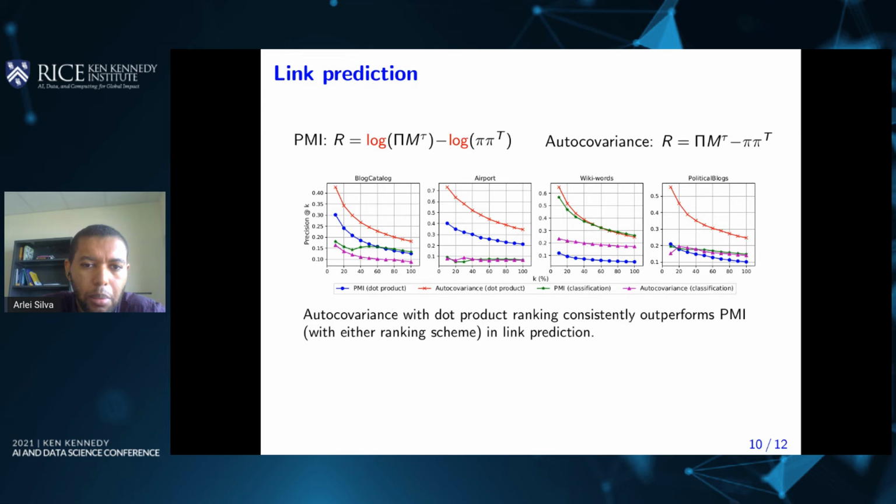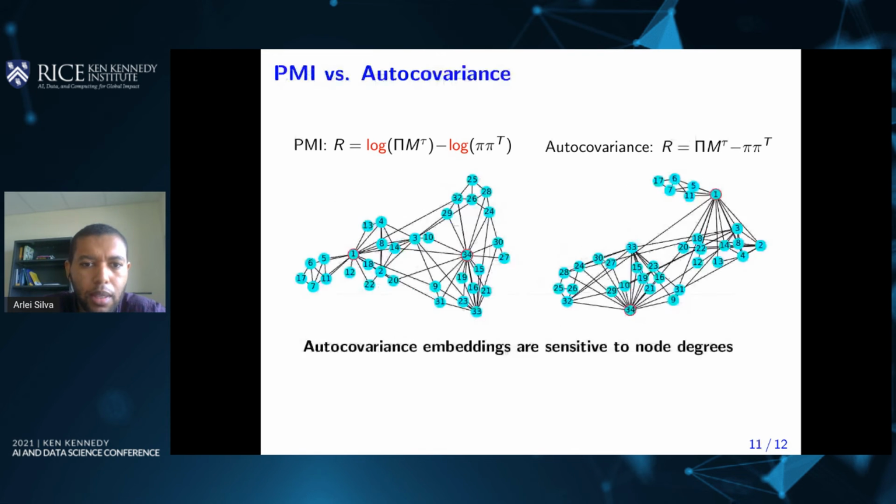So here again, I'm applying the two similarity metrics. For each of these plots, I'm showing you on the x-axis how many edges I'm trying to predict, and on the y-axis, what's my precision. And you can see that here, autocovariance consistently outperforms pointwise mutual information, sometimes by a lot. This was something that was not known before because this metric was not that popular in the representation learning literature. So it's a finding that was supported by the framework that we proposed in this work.